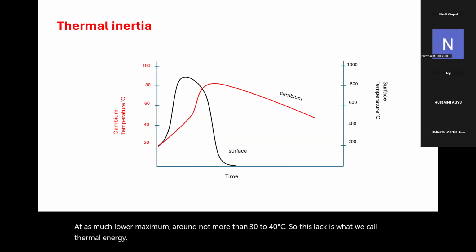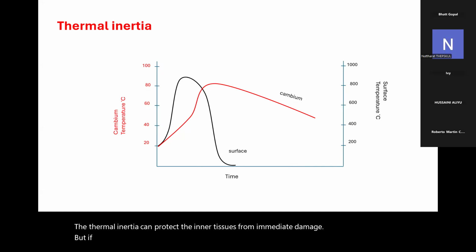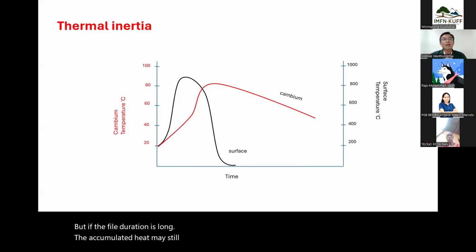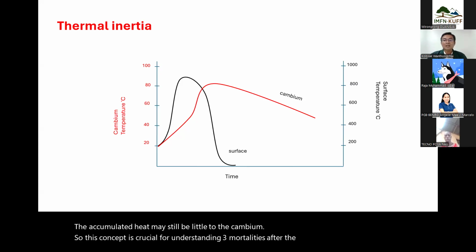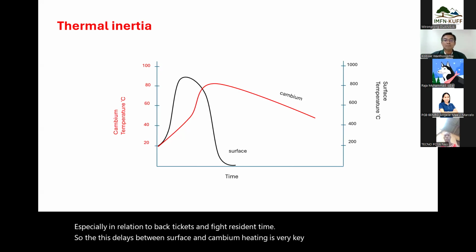Thermal inertia can protect the inner tissues from immediate damage. But if the fire duration is long, the accumulated heat may still be lethal to the cambium. This concept is crucial for understanding tree mortality after fire, especially in relation to bark thickness and fire residence time. Overall, this delay between surface and cambium heating is a key factor for post-fire tree survival.